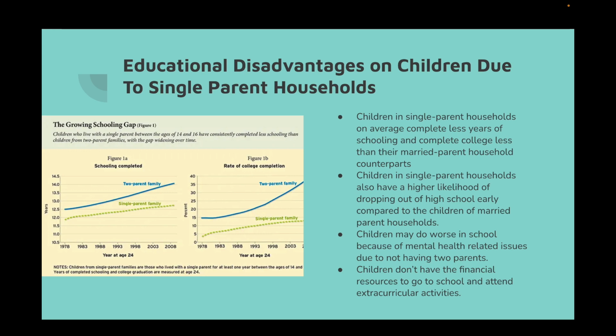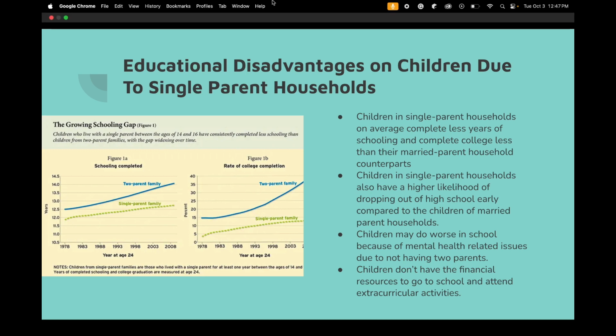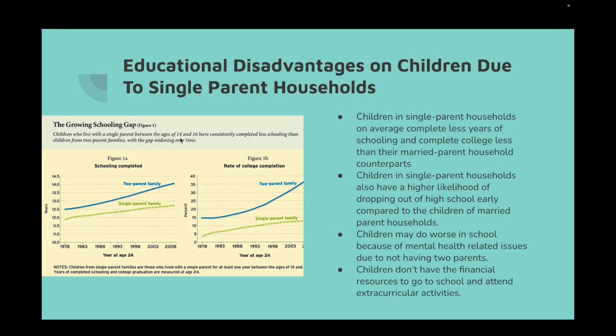They also may not have the financial resources to go to school and attend extracurricular activities, like stated in the last slide. As you can see on the graph to the left, it is a direct comparison of years of schooling completed and rate of college completion between children who grew up in single-parent households versus ones in two-parent families. Children who live with a single parent between the ages of 14 and 16 have consistently completed less schooling than children from two-parent families, with the gap widening over time.